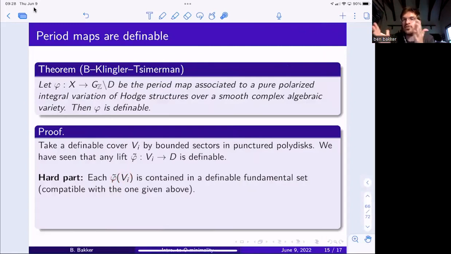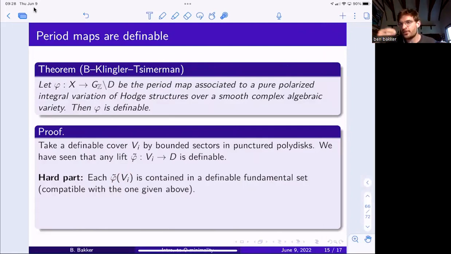Okay, and that's highly non-trivial, because this image a priori is some random subset of D. Why should I be able to stick it in a single fundamental set, which, for the upper half plane, we've already seen is vaguely close to a bounded vertical strip? Okay, so this is the hard part.